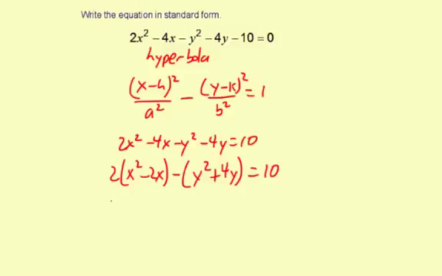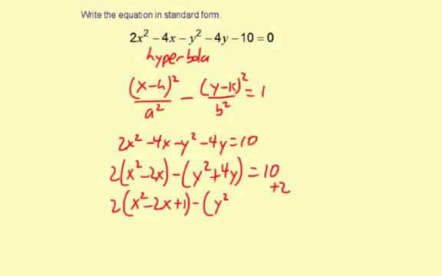Now it's time to complete the square. X squared minus 2x, and divide this 2 by 2, so 1. And then squared is 1, so plus 1 here. So we're going to add a 2 times 1 over on the other side, or 2. Then minus.